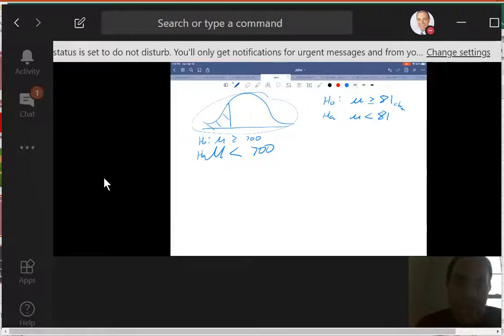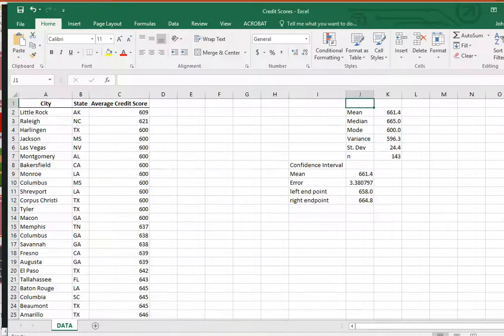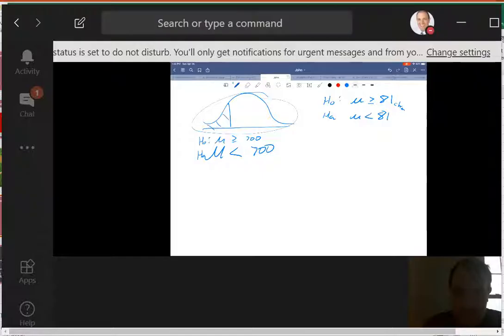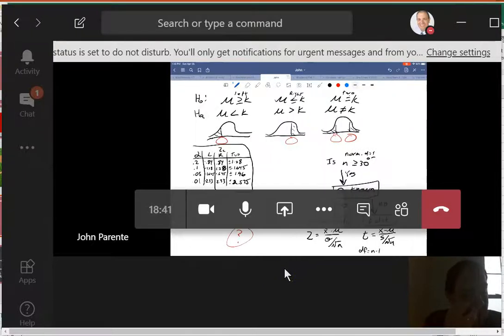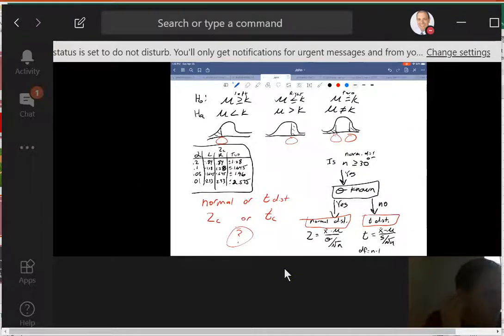Okay, now let's go back here. Do we know our populations? Is our n greater than or equal to 30? Yes, it is. Do we know our population standard deviation? In this situation, we do not. So we're back to using a t distribution.